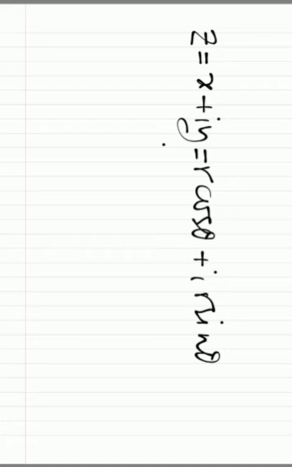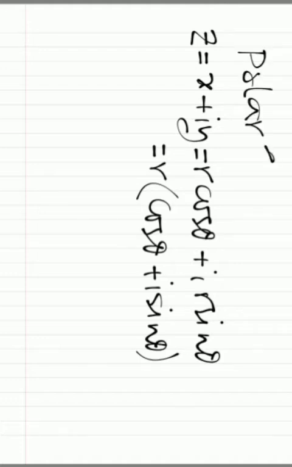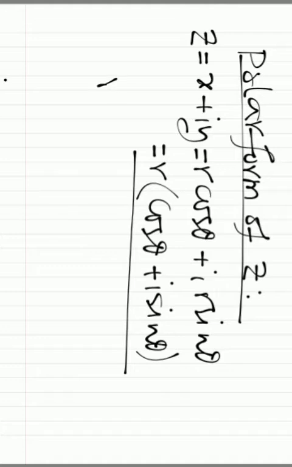This value r we can take common and get r into (cos theta plus i sin theta). See, this expression is wholly converted into r and theta, and this form is called the polar form of z, that is the complex number x plus iy. So every complex number x plus iy can be written in terms of its r and theta. This form is known as the polar form because these coordinates r and theta are known as the polar coordinates.